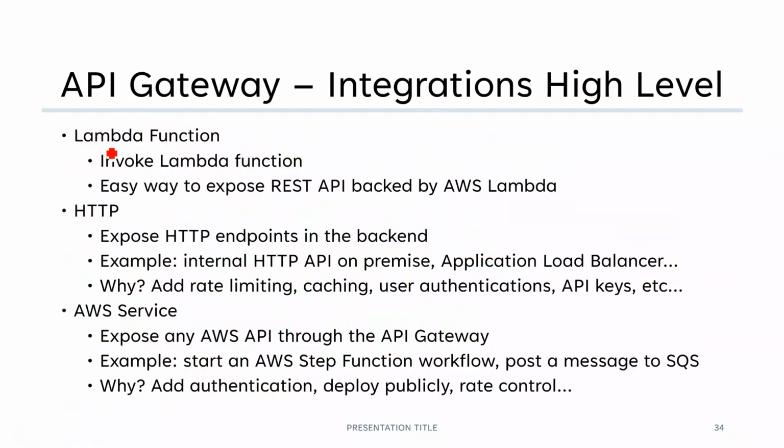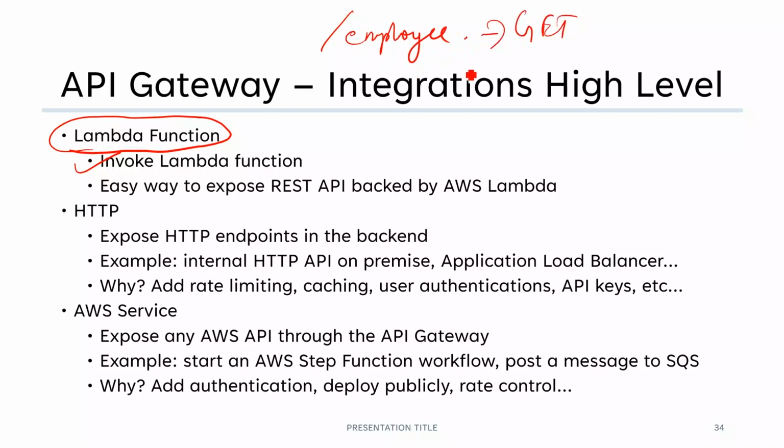So integrations, you can integrate with a Lambda function, and we're going to see an example of how you can integrate with a Lambda function. Invoke a Lambda function when an API gateway endpoint is hit. So basically, for example, there is a /employee endpoint and it is a GET URL, and what you can do is integrate it with a Lambda function. Whenever someone tries to access this particular endpoint, a Lambda function will get triggered and some business logic may run. Then you can also expose some HTTP custom endpoints that you have in the backend, like an application load balancer or an on-premise HTTP API, whatever you want.